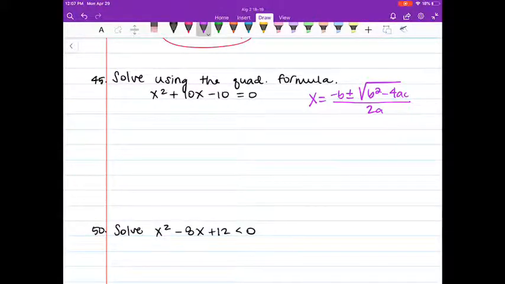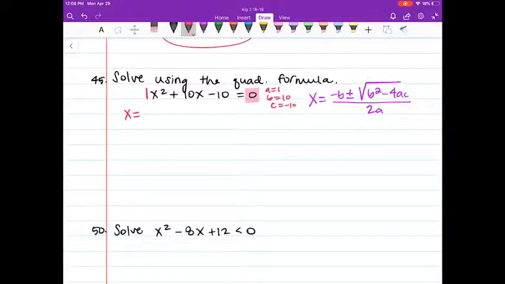The most important thing about plugging things into your quadratic formula is A, make sure you follow PEMDAS to a T, and B, make sure you've got 0 on one side of your equation. We do, so we don't have to rearrange anything, but if you don't, that should be your first step. So now we can just plug everything in. Our A is going to be 1, B is 10, and C is negative 10.